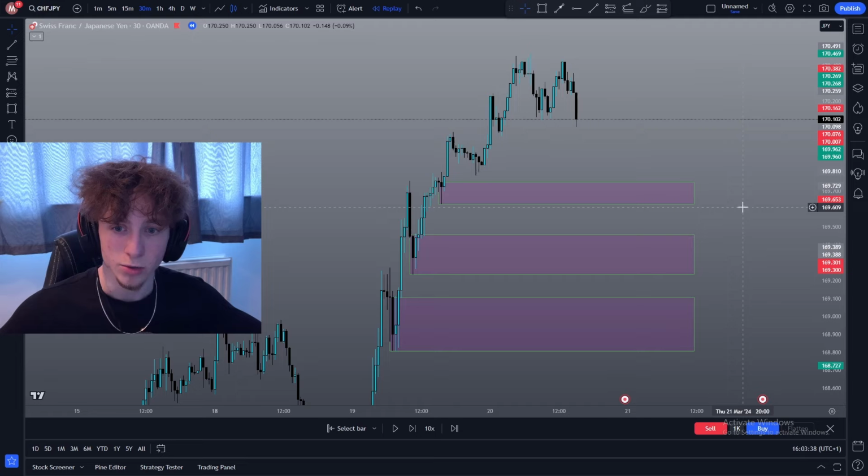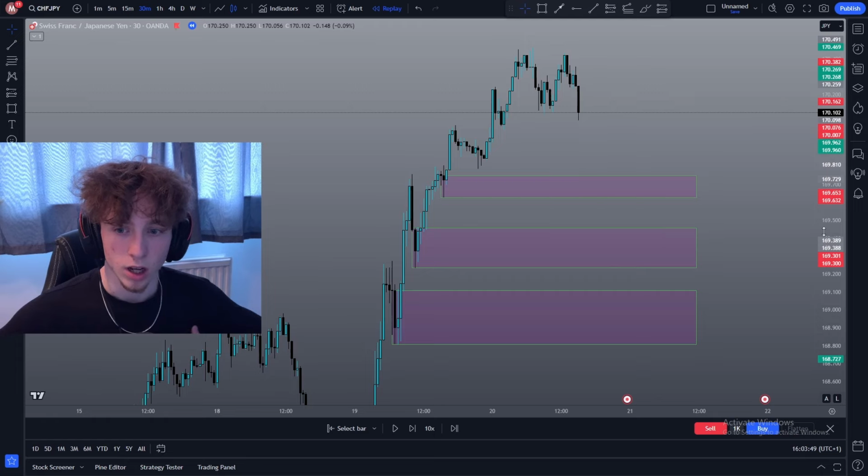But secondly, the reason I have all these zones marked out is because I want to talk about which zones you should and should not take. So as a general rule, I would suggest not taking the middle zones. Personally, these are the ones that I'm least likely to take. Of course, sometimes I will. If they give a really good rejection and the zone is looking nice, then there is a chance that I'll enter, potentially with lower risk.